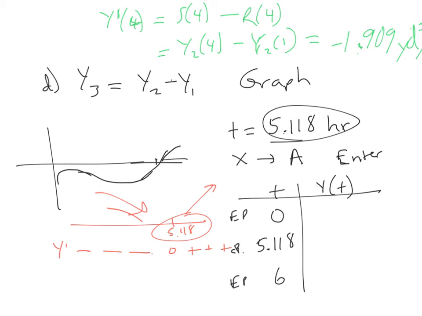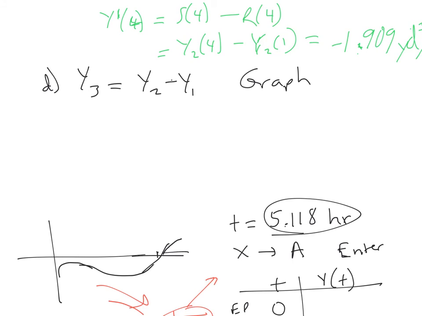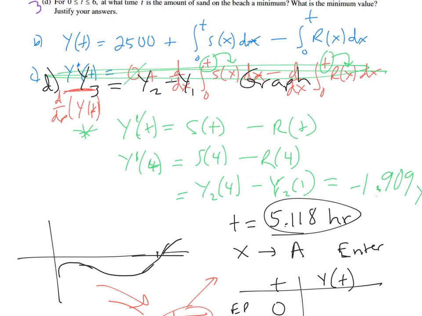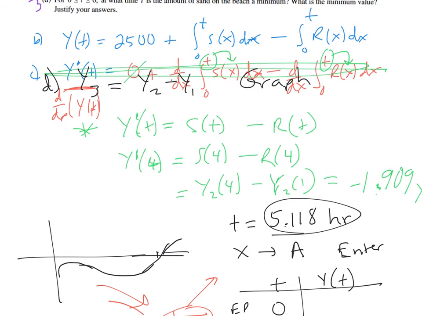Well, recall that your y function is established up here in blue, if you can see what I wrote for part B. So go back to part B. Your y function is the amount when we've got 2,500 initial amount plus your integrals of your rates of change. So you are going to have to use that function.